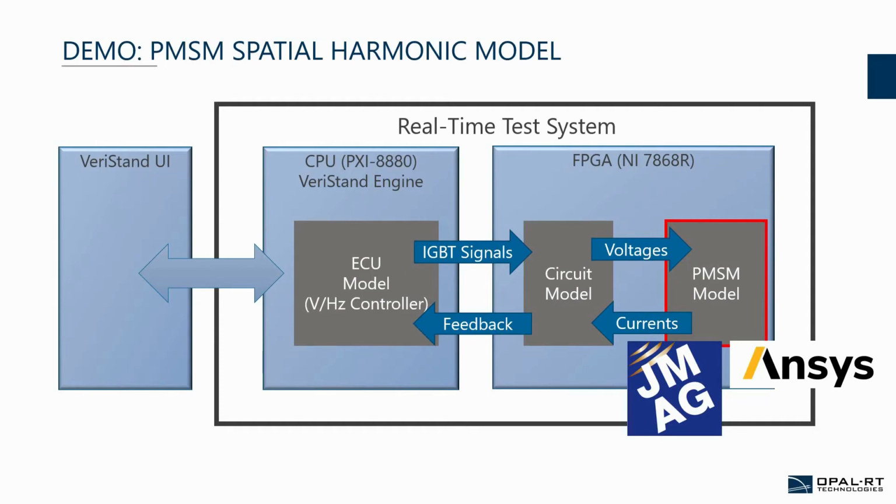The second demo is very similar to the first demo in that we use the same volts per hertz controller to control the speed of the PMSM. But in this demonstration, the PMSM model is a higher fidelity one. The specific name for the model is the PMSM Spatial Harmonic model. The way you configure it is by using high-resolution engineering files from either JMAG or ANSYS to load in precise modeling parameters into the PMSM. The result is a model that reacts much closer to how a real-world machine would.